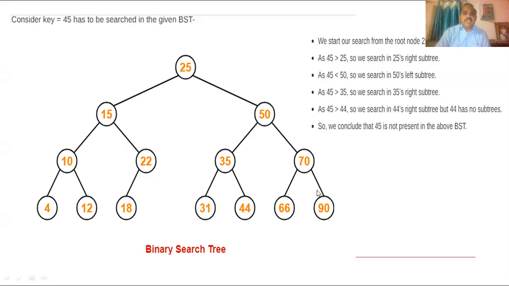No need to search all these elements in the right subtree. Then the control goes to the left subtree. Then, is 45 greater than 44? Yes, so we search in 44's right subtree. But 44 has no subtree, no children. So we conclude that 45 is not present in the above binary search tree. So search is not found.